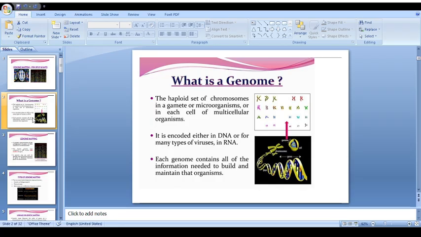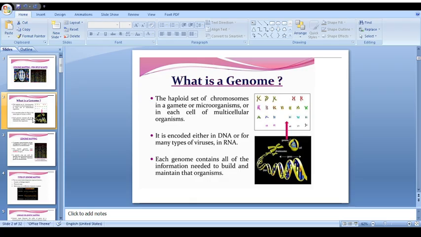Genome is a haploid set of chromosomes in a gamete or microorganism, or in each cell of a multicellular organism. It is encoded in DNA in the case of the eukaryotes and the prokaryotes. With the exception of some viruses, DNA is present as the genetic material, whereas some viruses have RNA as genetic material. We call them retroviruses.